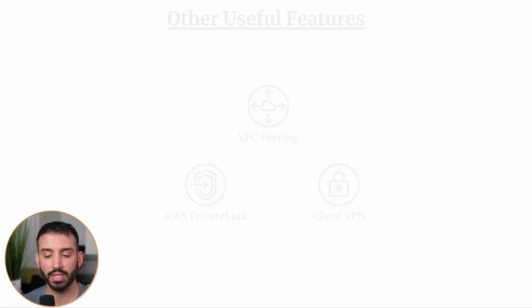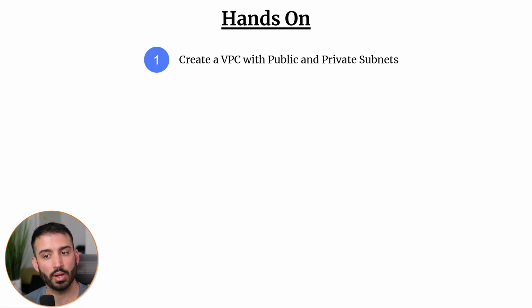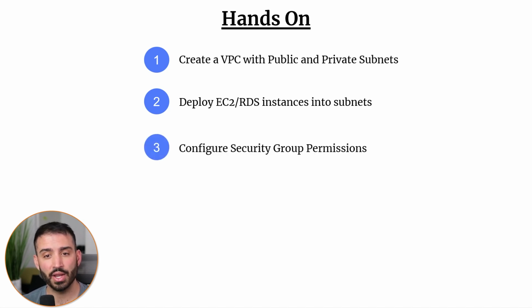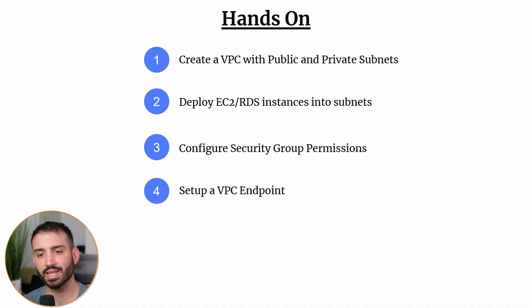Okay, so now let's move on to the hands-on part of the video. We're going to talk about a couple sections here. The first one, I'm going to show you how to create a VPC with public and private subnets. It's straightforward, easy to do with the AWS wizard provided. And then I'm going to show you how to deploy an EC2 or RDS instance into these subnets to see how they get assigned IP addresses, both public and private. I'll show you how to configure security group permissions so that these things can talk to each other. And then also I'll show you how to set up a VPC endpoint. Possibly we'll get to NAT gateway as well, but we'll see how long things take. But I will see you in the AWS console where we'll tackle some of these items.